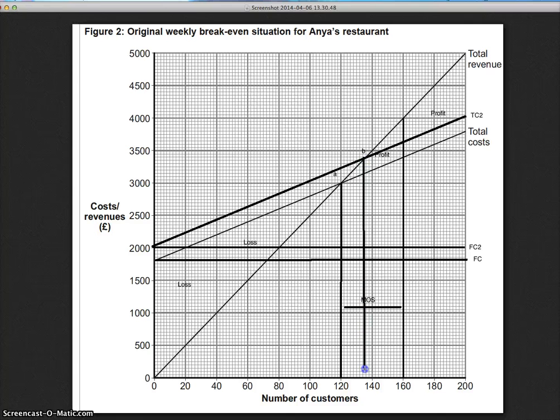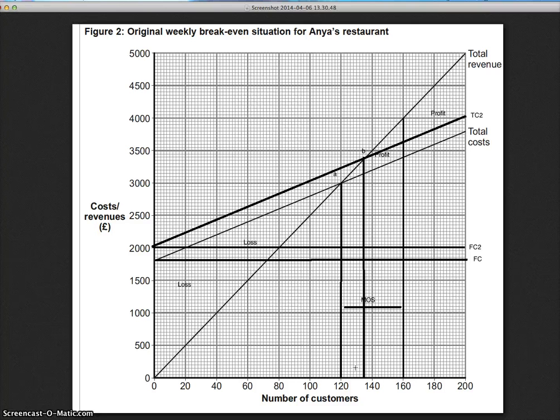A line going all the way down to the x-axis, which shows you that the company now has to produce a little bit more to break even in order to cover those fixed costs. Because what we're really talking about with a break-even chart is how much do you have to produce to cover your fixed costs. So if fixed costs have gone up, we have to produce a little bit more.